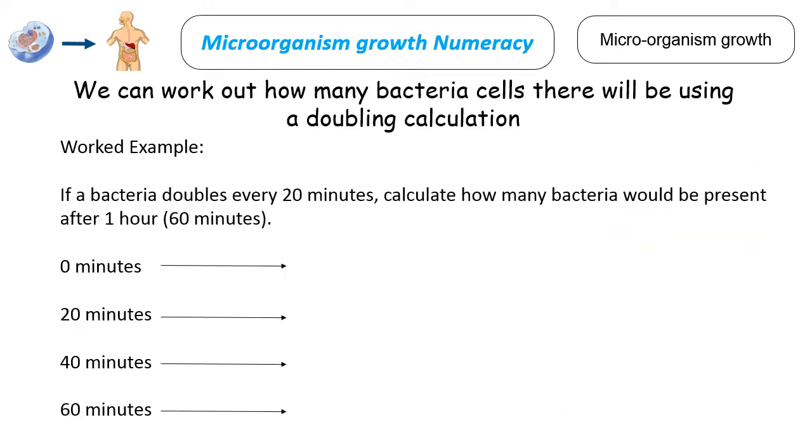So let's do another worked example together. This is us working out how many bacterial cells there will be using a doubling calculation. So here's a worked example. We'll do this together. If a bacteria doubles, just one bacteria doubles every 20 minutes, calculate how many bacteria would be present after 1 hour, 60 minutes. So down the side on the left, you can see it's 0 minutes, 20 minutes, 40 minutes, and 60 minutes. So at the 0 minutes, we only have that single one bacteria just there.